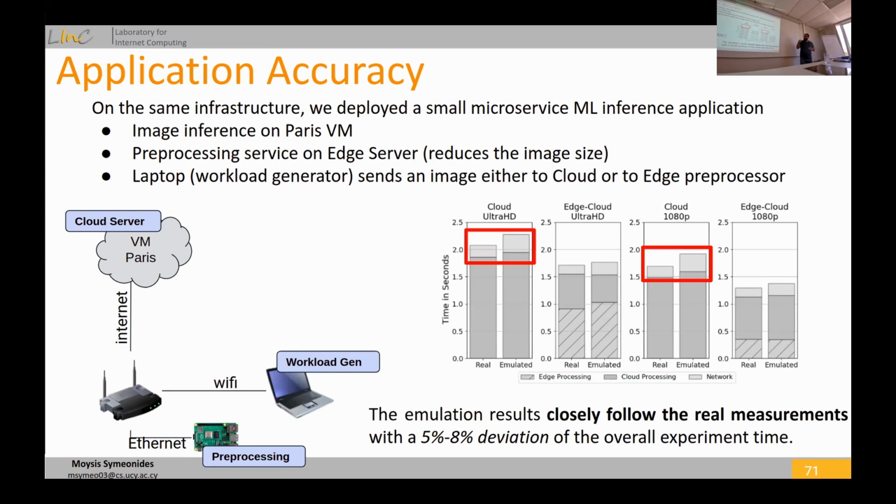And we have 2 different experiments. For one experiment, the workload generator sends images directly to the server. The other experiment is for the workload generator to send images to the Raspberry Pi, and the Raspberry Pi resizes the images and sends them to the cloud again. So again, we emulated the same environment with the Fogify emulation framework, and we observed the maximum deviation to be between 5 to 8% in some experiments.